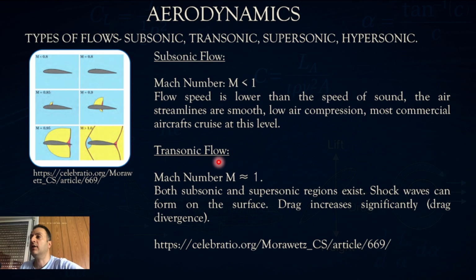Now, for transonic flow, where the Mach number is around 1, that would be the image over here, you get both subsonic and supersonic regions. So there are regions where you have high pressure and regions where you have low pressure. So you get this profile over here against this profile where you have only a subsonic flow.